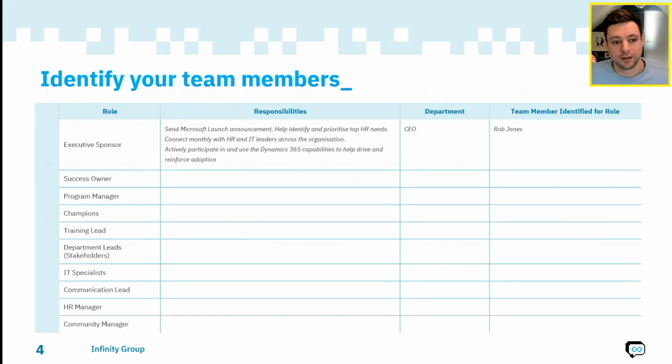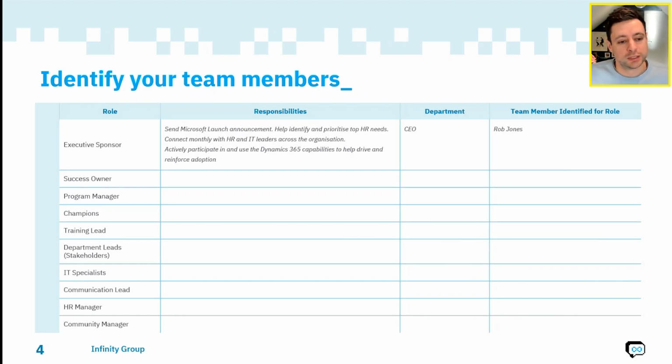So we can use a template like this to identify the members of our team, outline their responsibilities. It's important that that's really clear. So each of those individuals within the team knows what their role is and how they're going to contribute to the project. So we can see in the list there, we've outlined the typical makeup of what our adoption team needs to look like by role. So we've got executive sponsors, success owner, project manager, etc.